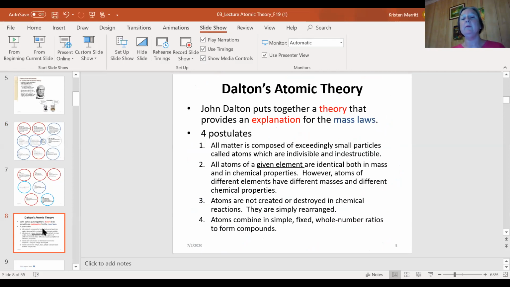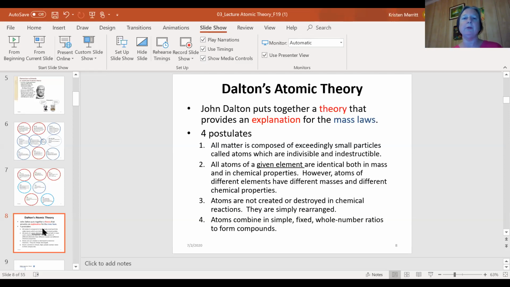All atoms of a given element are identical. All hydrogen atoms are going to be identical in mass and chemical properties. All aluminum atoms will be identical in mass and chemical properties. So if it's the same element, it's going to be the same. No matter how much of it you have, the chemical properties are not going to change. But atoms of different elements are different. This was critical so that if you did experiments and you got results, you could attribute the results to what you use in your test.